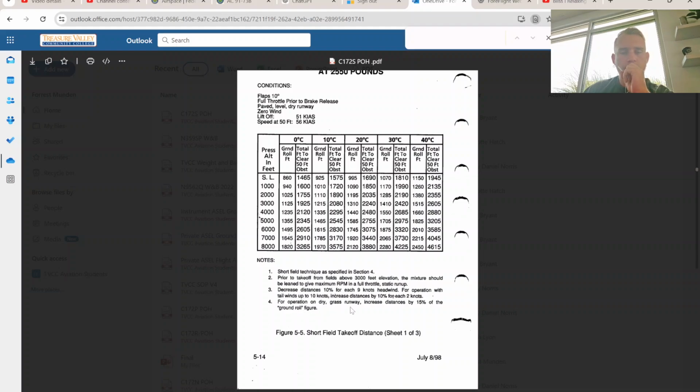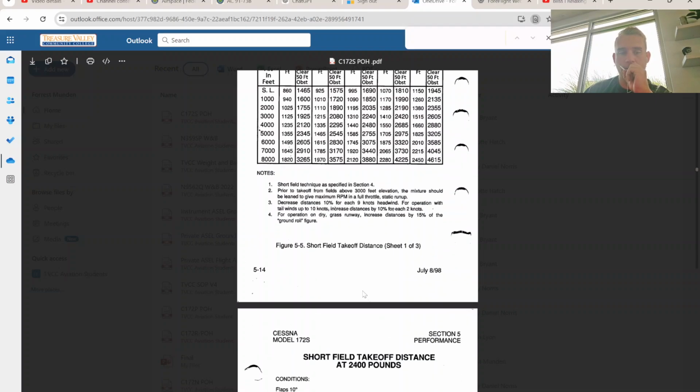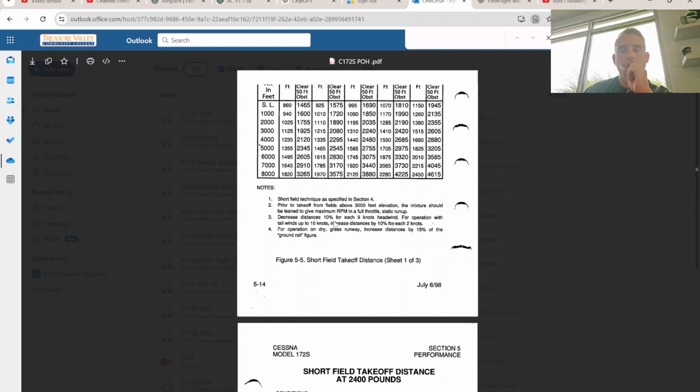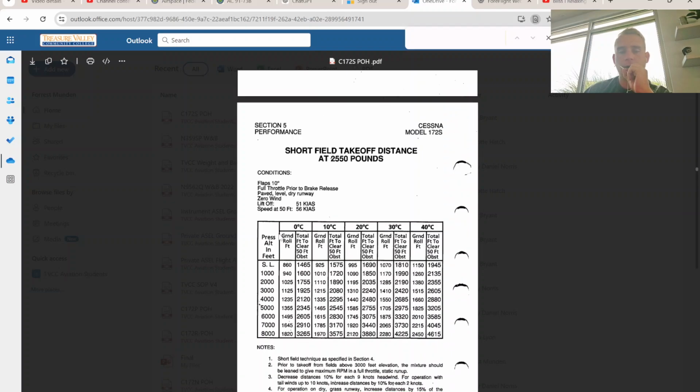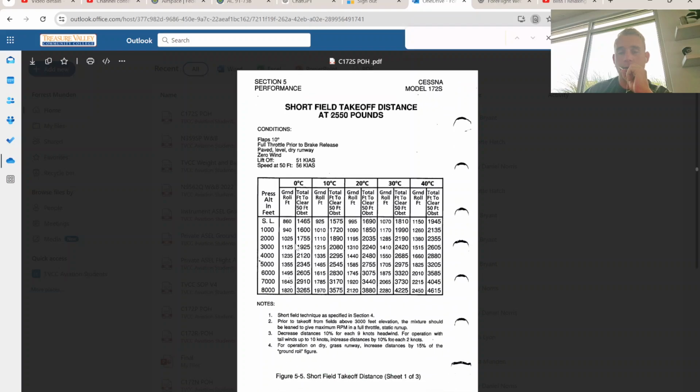For operations on a dry grass runway, increase landing distances by 15%. So if you're on a dry grass runway, you're going to increase all of these distances by 15%. I would even say go as far as 20 to 25%. The reason I'm telling you this is I want you guys to pay attention to the notes, because a lot of people will just read the table and not pay attention to the notes at all.